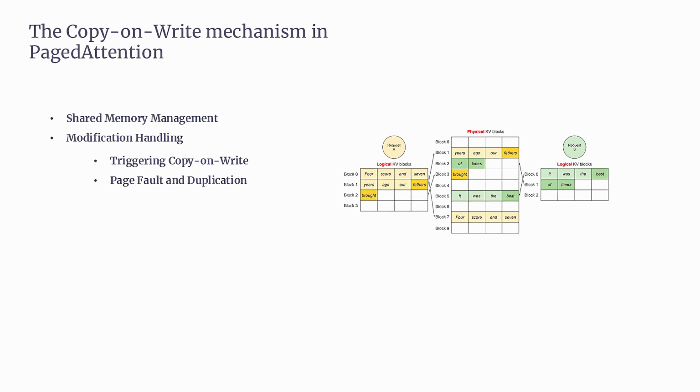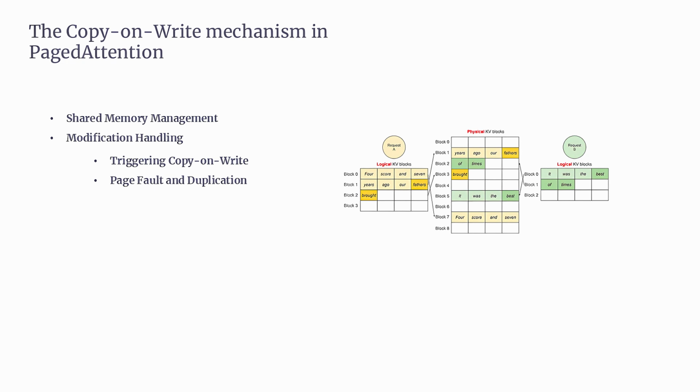2. Page fault and duplication. If a sequence needs to write to this read-only block, a page fault occurs. This means the system detects the attempt to modify the block, and it creates a new physical block. The contents of the original block are then copied into the new block, and the sequence's mapping is updated to point to this new block.